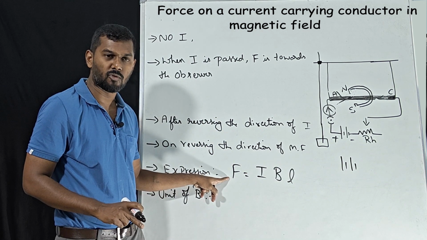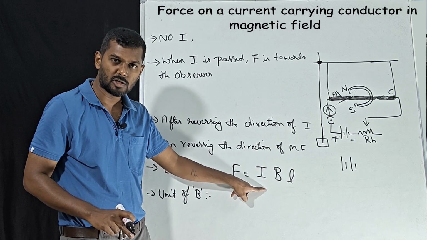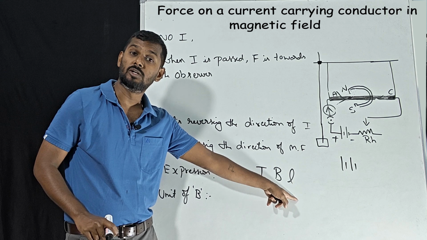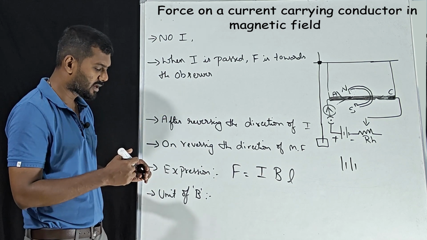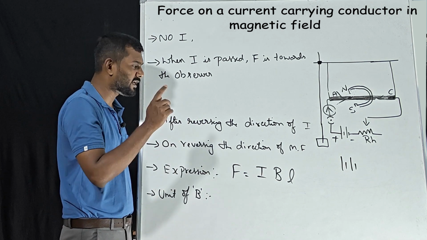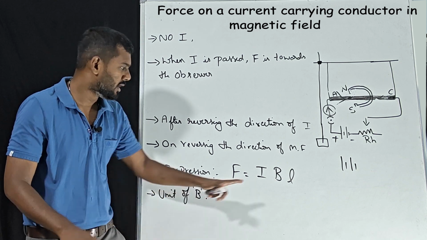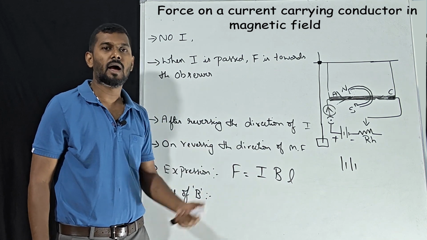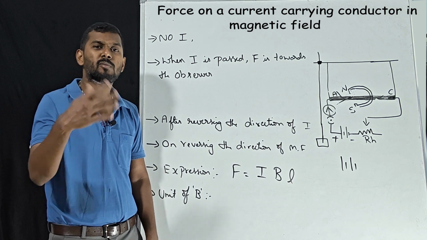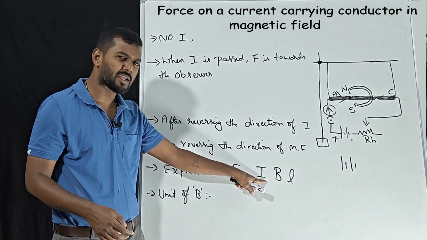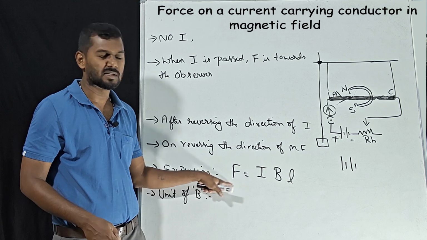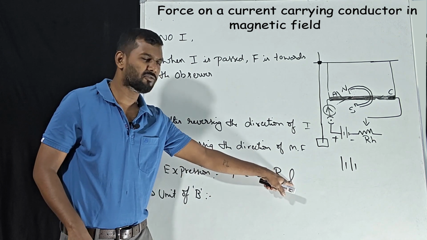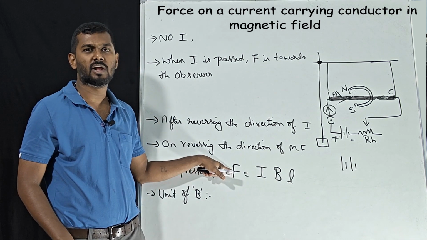Whatever force is generated is directly proportional to current, directly proportional to magnetic field, and directly proportional to the length of the conductor. What do you mean by directly proportional? That means if current increases, force will also increase. If magnetic field increases, force will also increase. If the length of the conductor increases, the force generated will also increase.